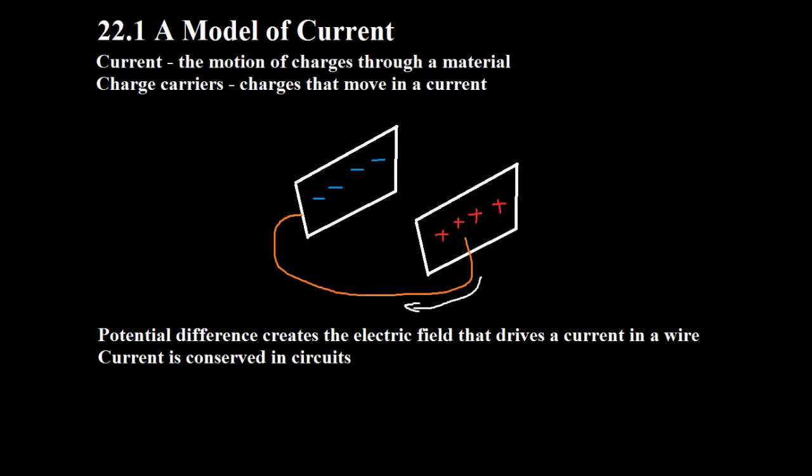Now this chapter is all about current. Current is the motion of charges through a material, such as a wire. And the charge carriers are the charges that move in a current. And in the diagram, we see that current flows from the positive side to the negative side of the circuit.